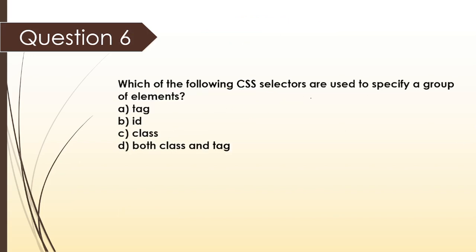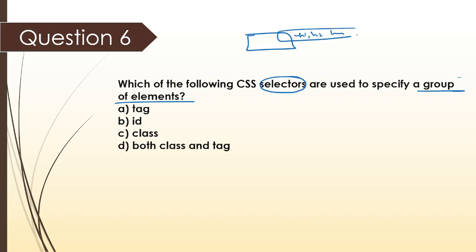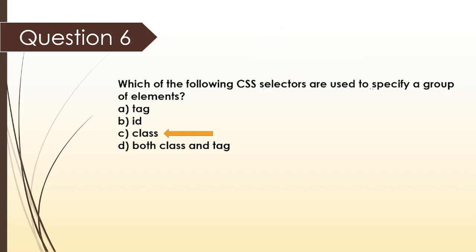Next question is, which of the following CSS selectors are used to specify a group of elements? So we have CSS selectors like ID selector, class selectors, etc. If you want to use a CSS selector that is used to specify a group of elements, whenever a user wants to select a group of elements like H1, H2, H3, so many elements you want to group, then you should use the class selector.